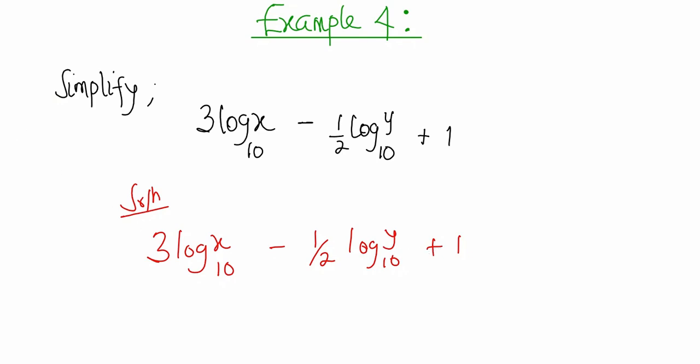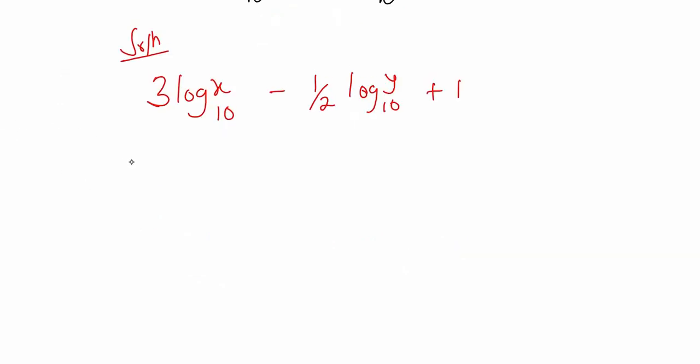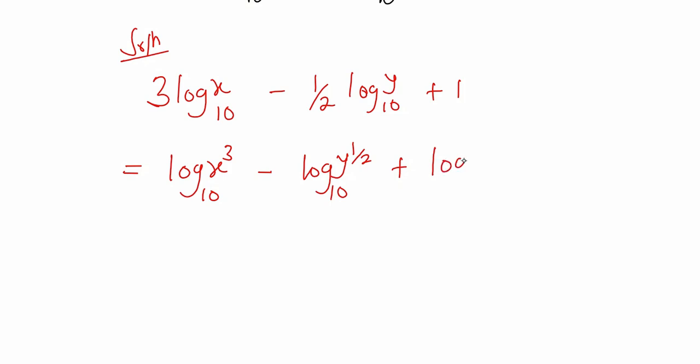So let's know that. Now, by applying the power law, we can rewrite 3 log x base 10 as logarithm x exponent 3 base 10, minus the same thing applies to half log y base 10. That is the logarithm of y exponent half to the base 10, plus, now 1 can be written as logarithm of 10 to the base 10.